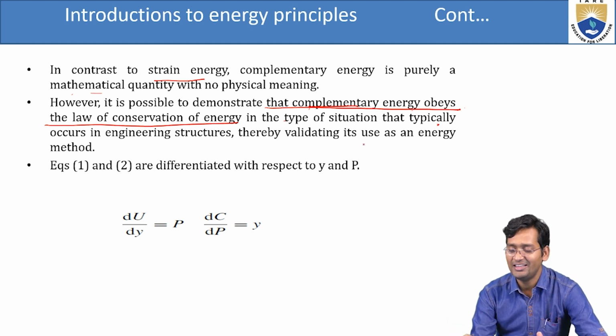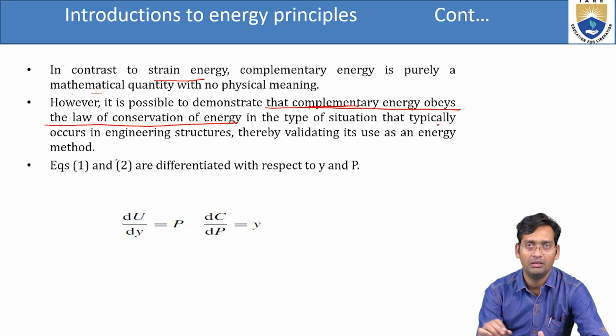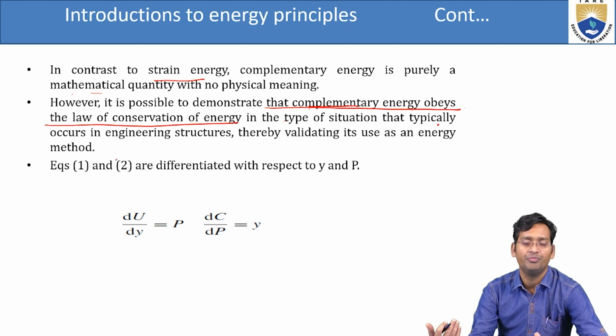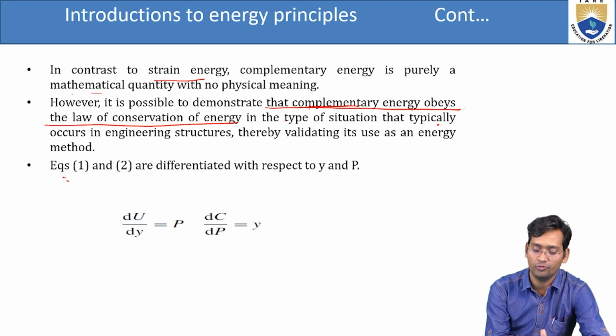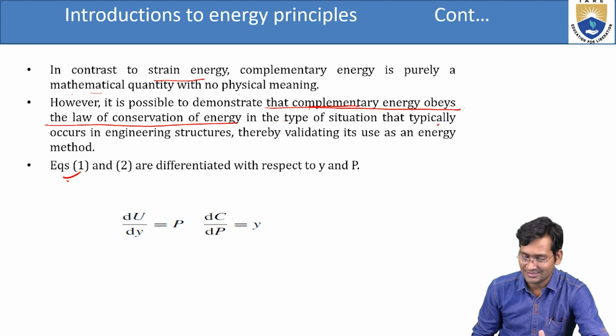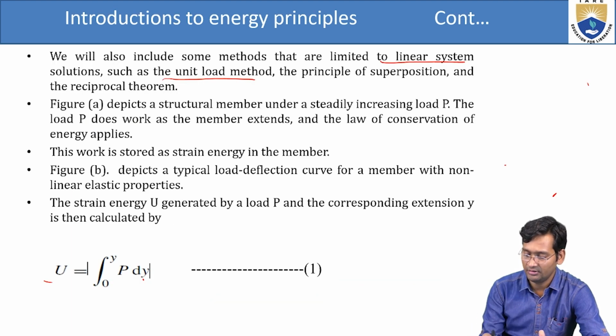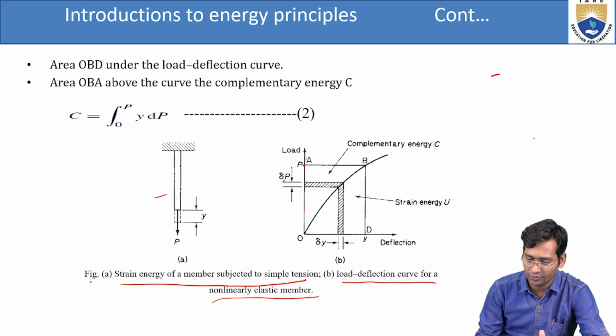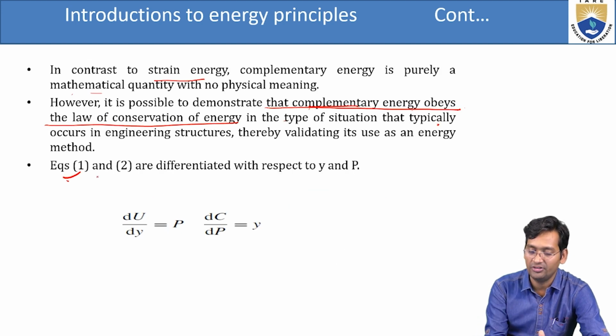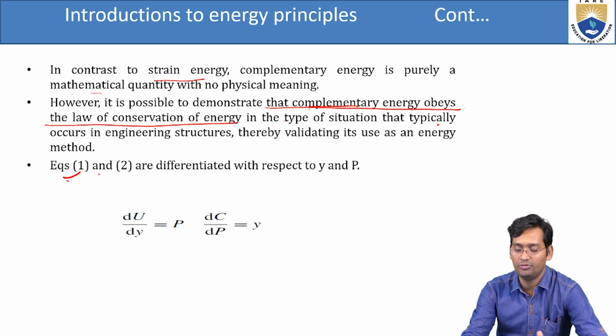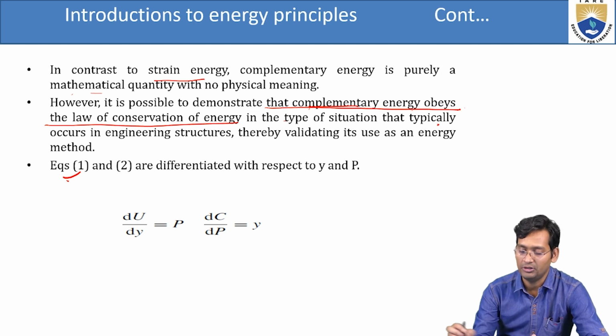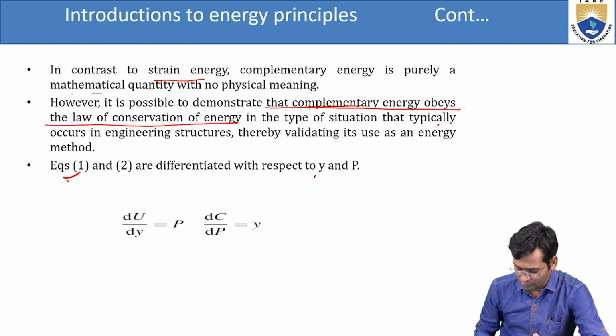They are validating its use as an energy method, and hence we can use it as an energy method. Equation 1 and 2: one was for the strain energy, right? Here the strain energy, and 2 is for what? Complementary energy. So equations 1 and 2 are differentiated with respect to y and p. So equation 1, differentiate with respect to y.